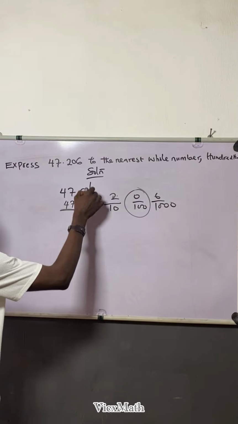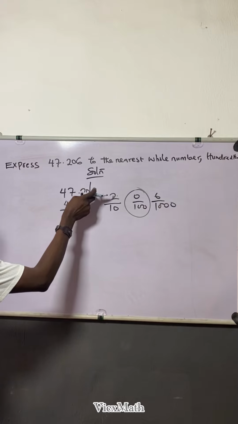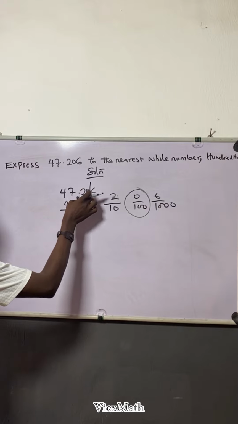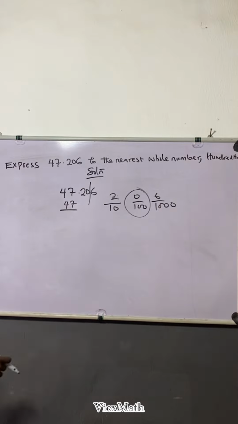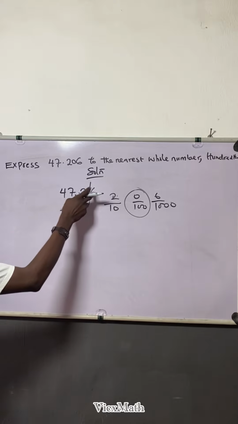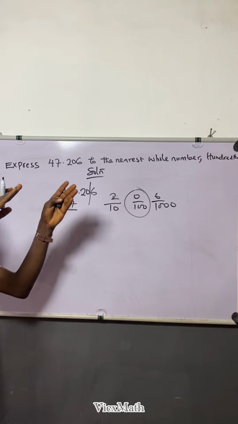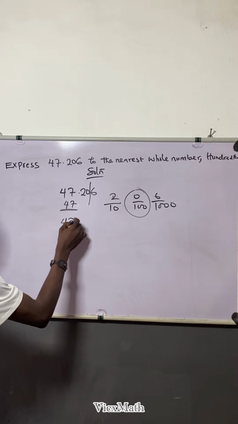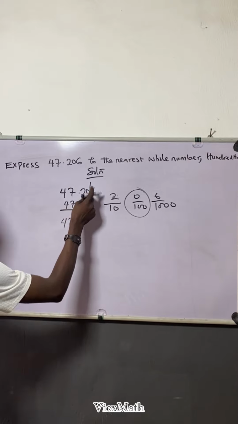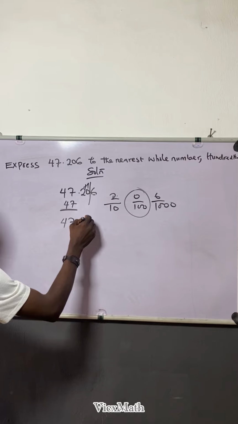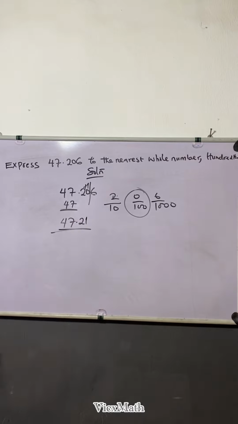So we are rounding up, we want to express it to the nearest 100. What number comes immediately after this 100? The number that comes immediately after it is 6, and 6 is more than 5. So we are rounding up. Our answer will be 47.2. Now you add 1, remove it. So this will be our answer to this question.